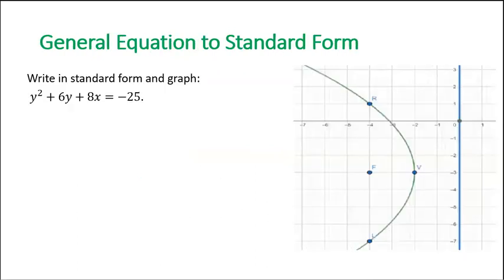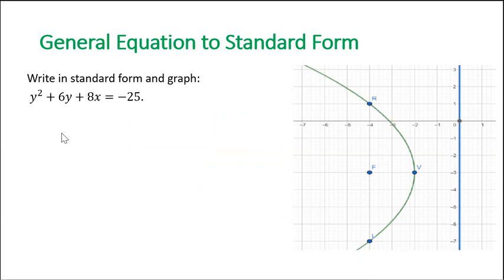Okay, next. So this time, let's graph the parabola y squared plus 6 times y plus 8x is equal to negative 25. So this equation is in the general form. So in order to graph this parabola, we need to write this first in the standard form. Since y is squared and there's a missing x squared, then this parabola opens either to the left or to the right.